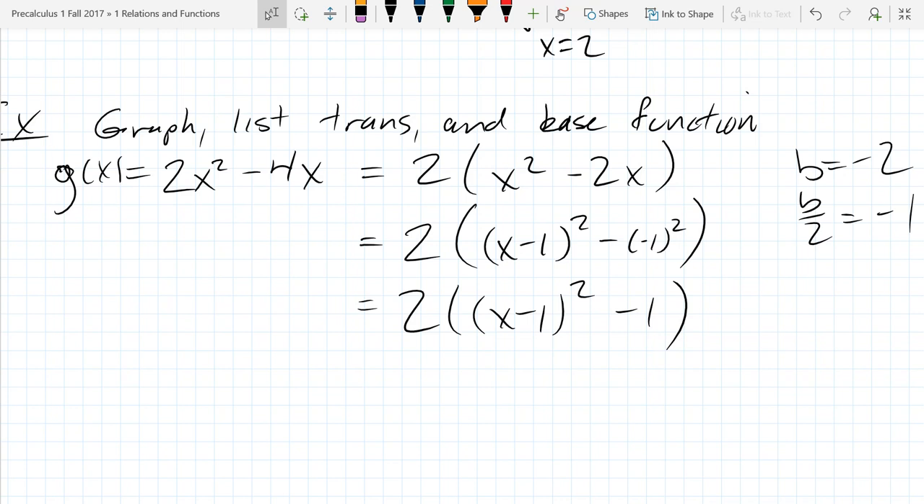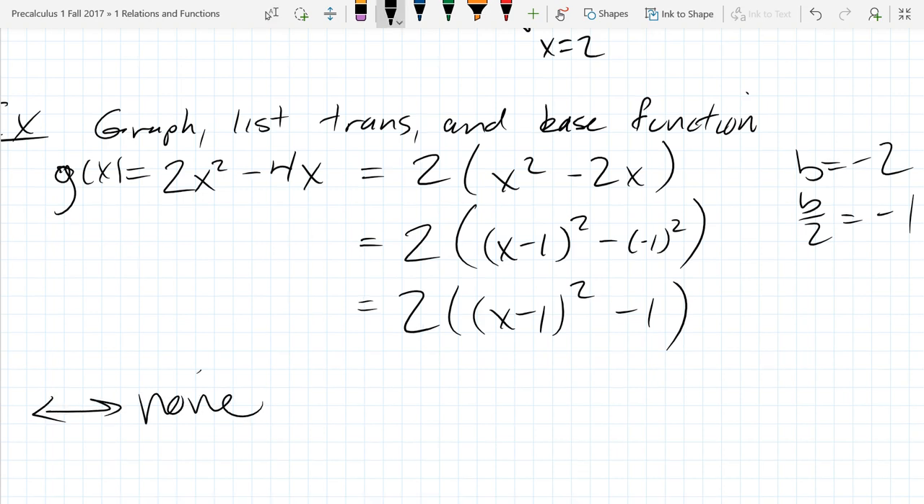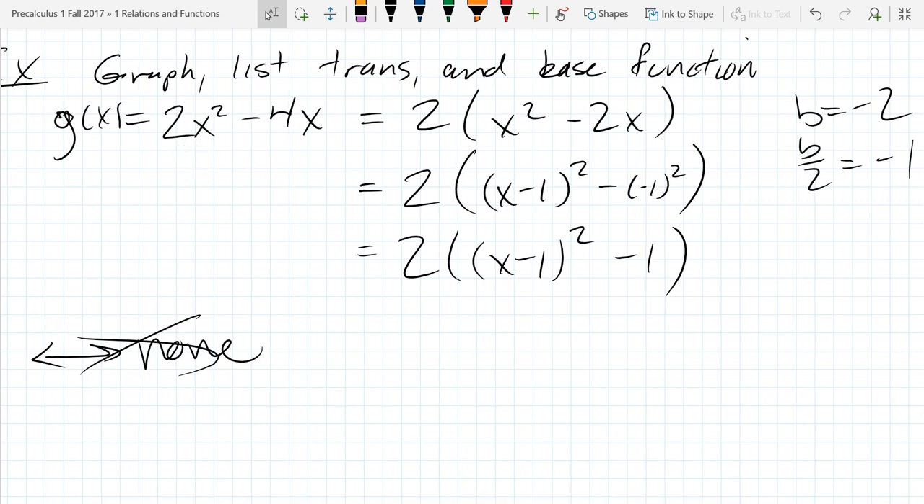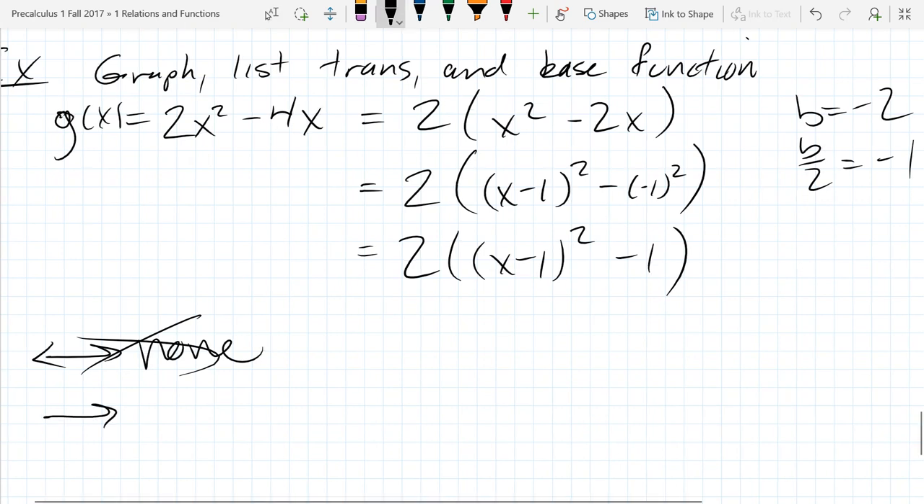So you can see the horizontal transformation right now. Well, I need to be more specific. There is no horizontal stretch. What is the horizontal shift? One to the left or right? One to the right. So we got no horizontal stretch. There is a multiplying by 2, but it happens after you've squared x minus 1. So there is a stretch, but it's not horizontal. So we're going to shift to the right one.